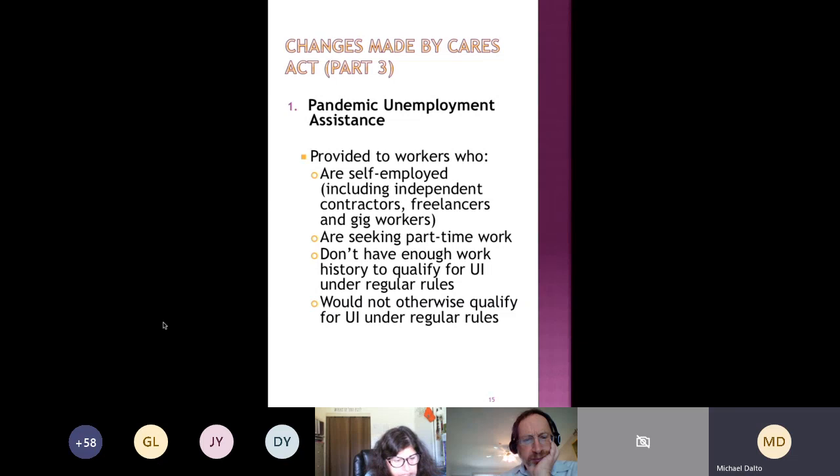And the law says workers who would not otherwise qualify for UI, meaning under the regular rules, and it doesn't specify other reasons, which suggests it's pretty open-ended. Now, what those other reasons might be, I'm not sure, but since this is brand new, has not been tested, it's hard to say how states will interpret it. But nonetheless, this is a broad range of workers who would not ordinarily qualify for UI, but can get this unemployment assistance through the CARES Act.